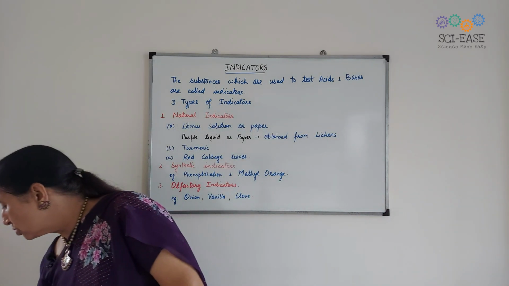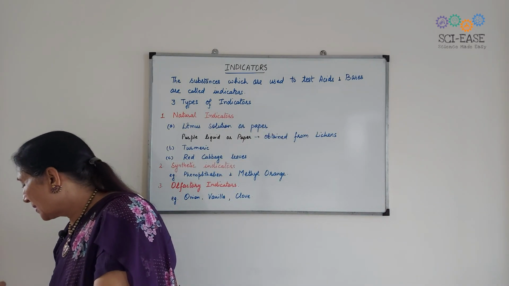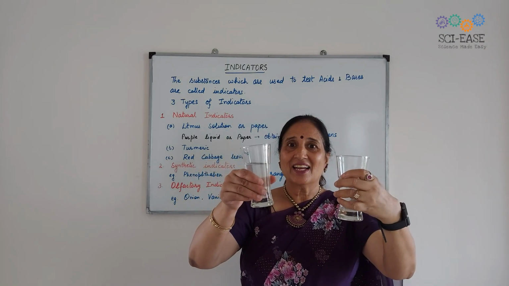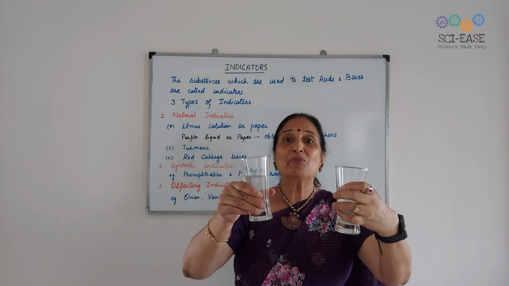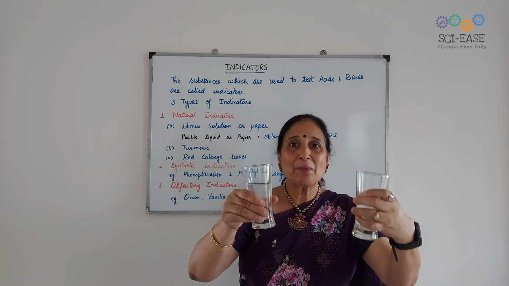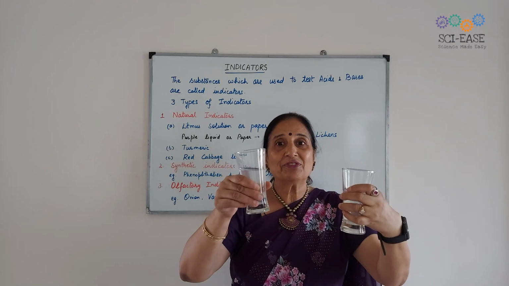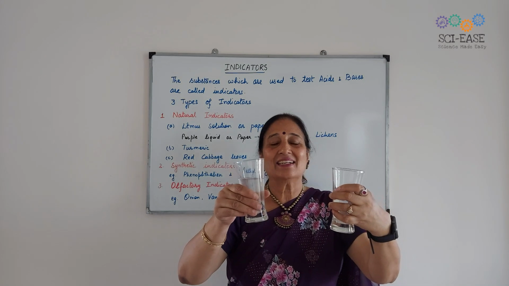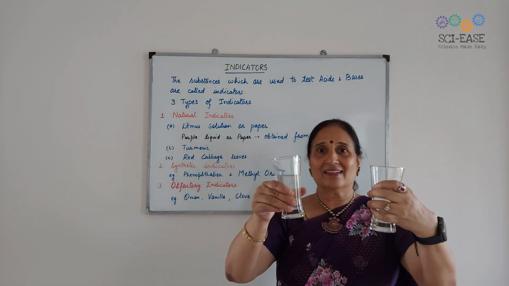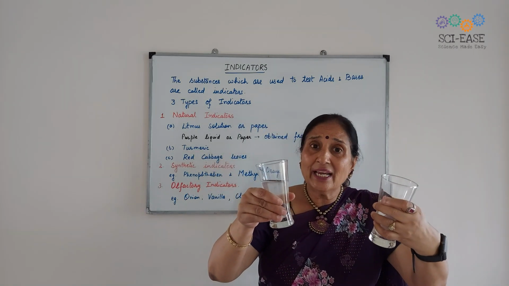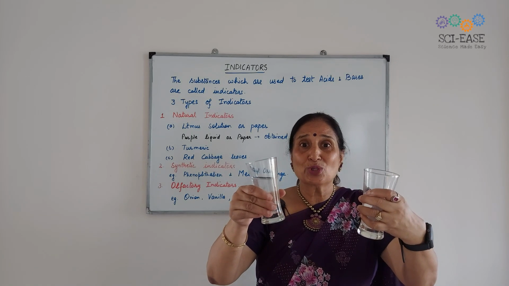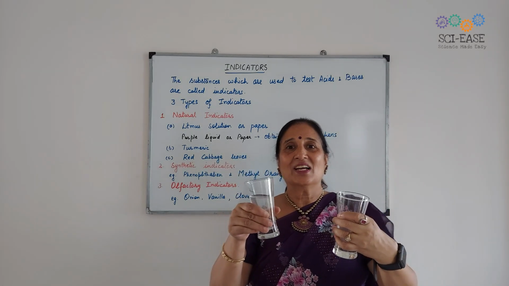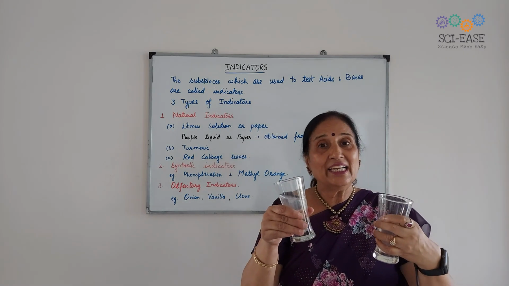So, I have two solutions. Both are colorless, but in one of the glasses I have put baking soda, which is a base, and in the other glass I have put lemon juice, which is an acid. It contains citric acid. Okay? How can I identify these two solutions? That is by the indicators. Okay, that is by the indicators.